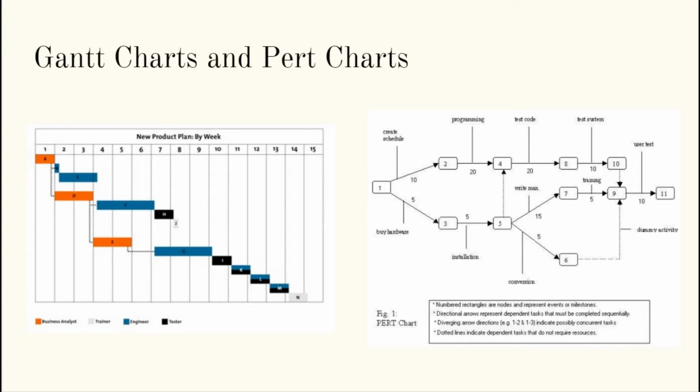A PERT chart, on the other hand, illustrates the project as a network of directional and diverging arrows that demonstrate the relationship between the tasks.